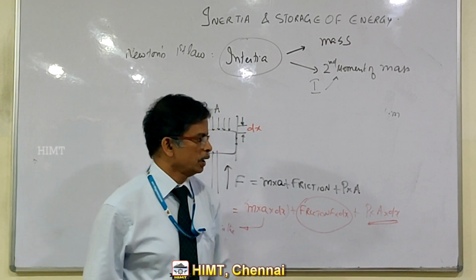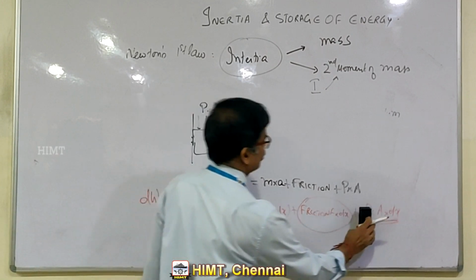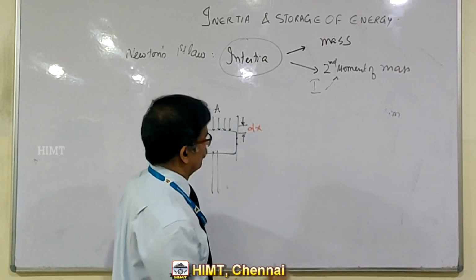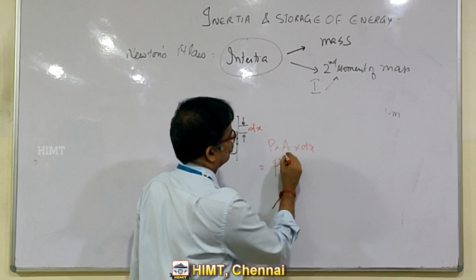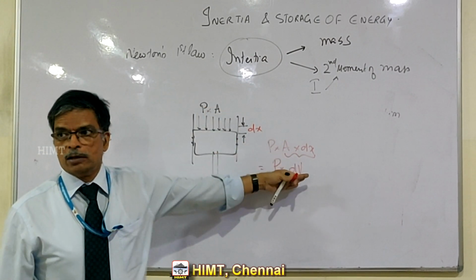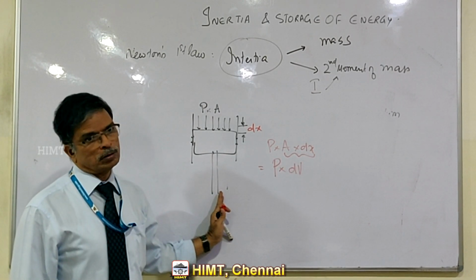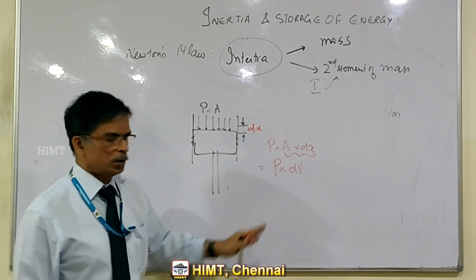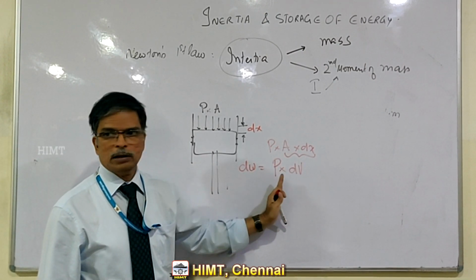What is P A into dx? If you rewrite this part, how do you write? A into dx is volume, so it is written as P into a small change in volume. So if the piston moves from here to here, there will be a change in volume. So P into change in volume is the work done for the compression. This is for the compression work alone, not the entire part. The other two parts are removed. This part alone, if you write, it will be like this.